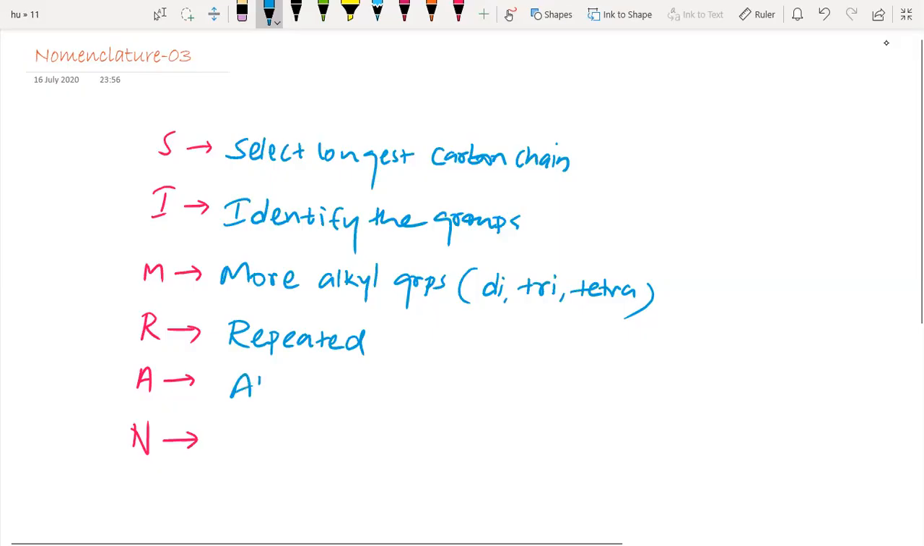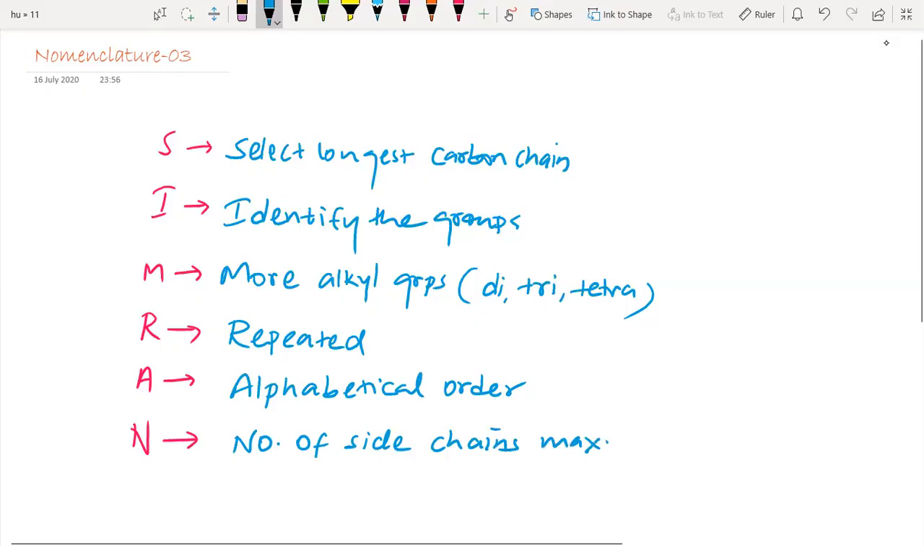A for alphabetical order. Alphabetical order we have to see. And last, N means we have to select that longest carbon chain which has the maximum number of side chains. So this way we can write the IUPAC name.